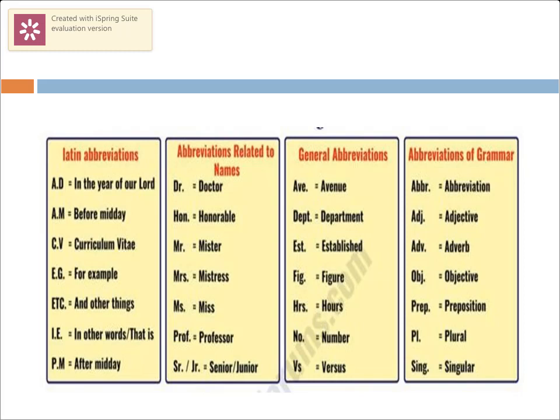And abbreviations can also be related to names and titles like Dr. for doctor, Hon. for honorable, Mr., Ms., or Prof. for professor. They are shortened forms of names or titles. And there are some general abbreviations like dept. for department, est. for established, and so on. And some grammatical terms also have abbreviated forms like adj. for adjective or prep. for preposition.